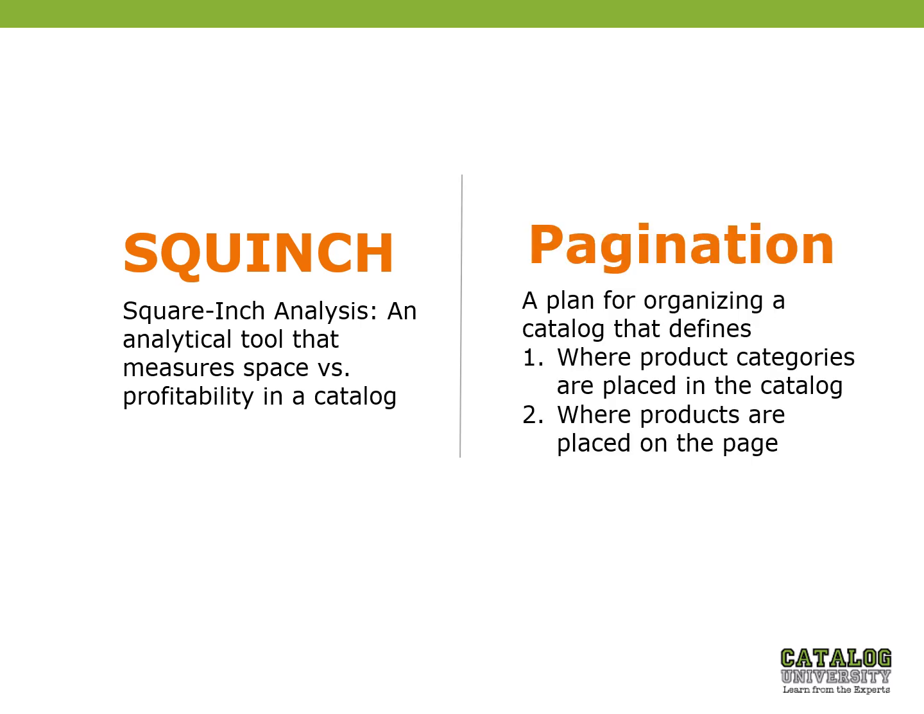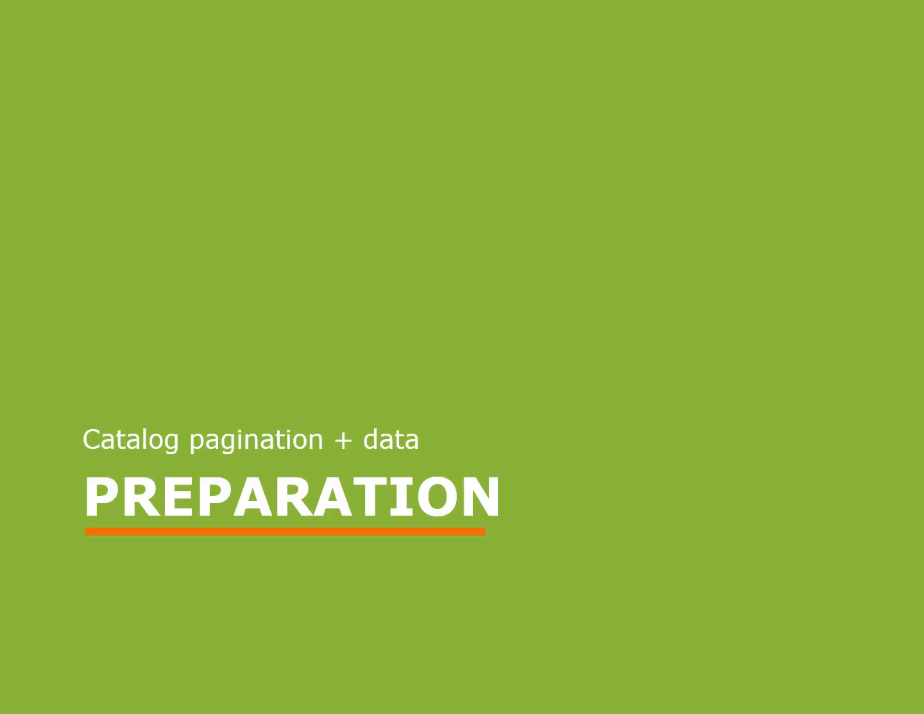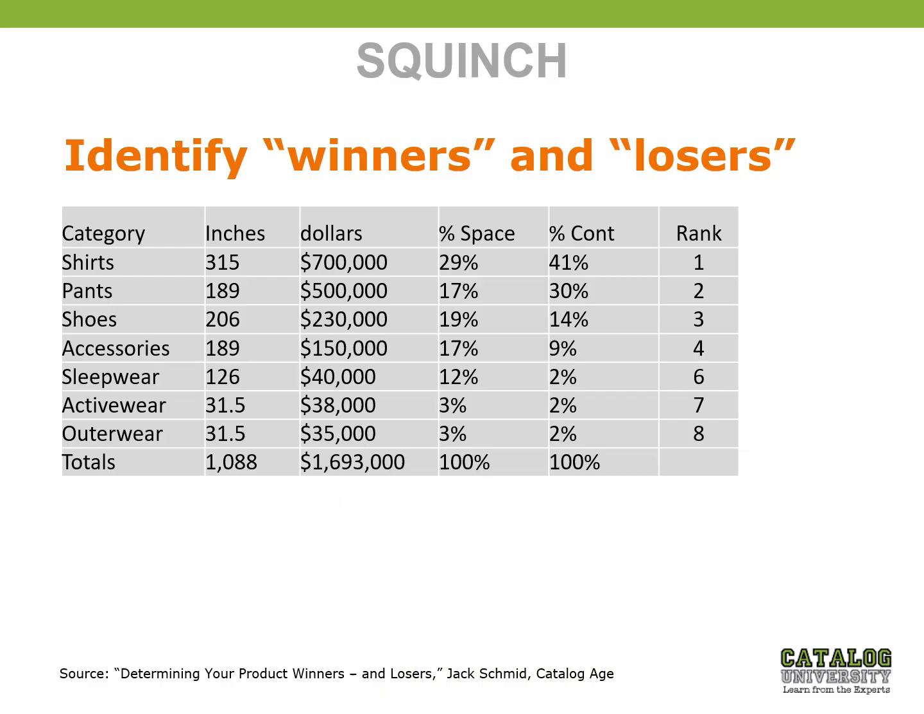Pagination is a plan for organizing a catalog that defines first where product categories are placed in the catalog, and second, at a finer level, where products are placed on the page. Before you can begin pagination, it takes a little bit of preparation. Begin with the data that's going to inform your pagination, your squinch.